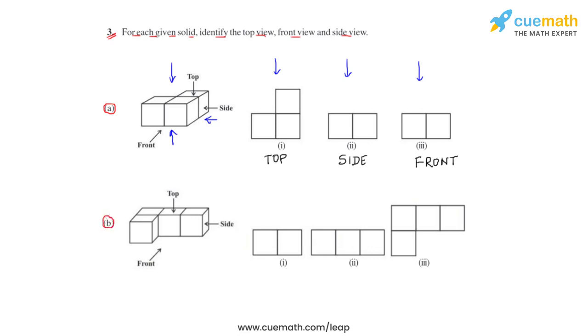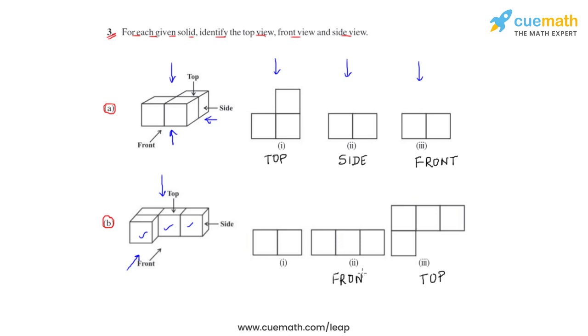So here in the solid, if we observe, the top view consists of four square boxes side by side, which is only there in the third part. So the third part is the top view of the solid given in this part. Again, if we observe the figure from this end, that is the front end, only these three squares will be visible. So there are three squares from the front end.